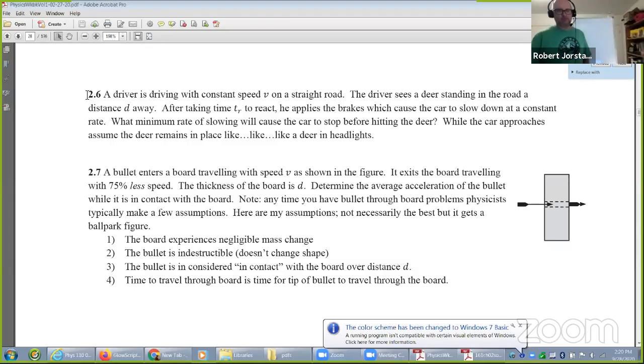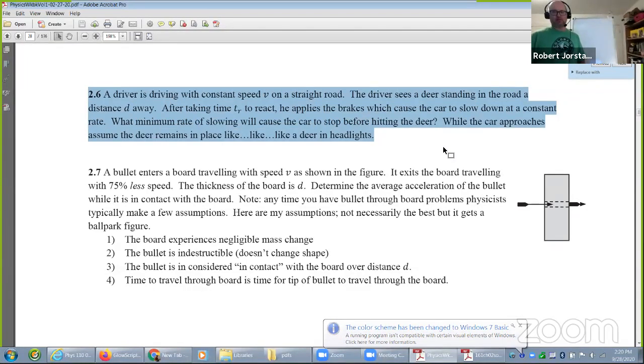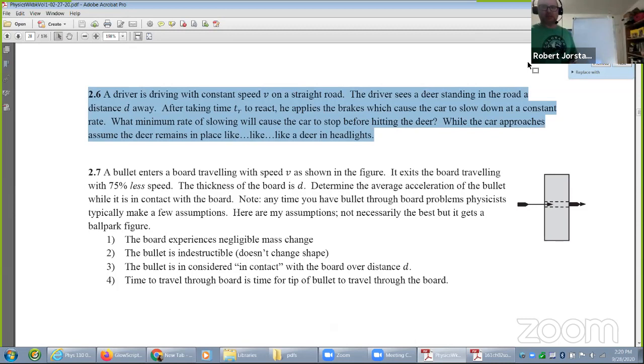I'll screen share. 2.6, and I'm going to start with this one. What I'm going to try to do is get you used to dealing with the letters again and word problems, because I know we did some graphing. If time permits, at the end of class, we'll do another problem with graphing, okay? This worked out last time.